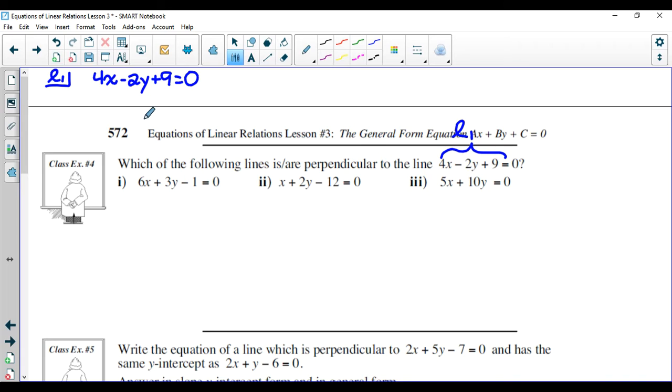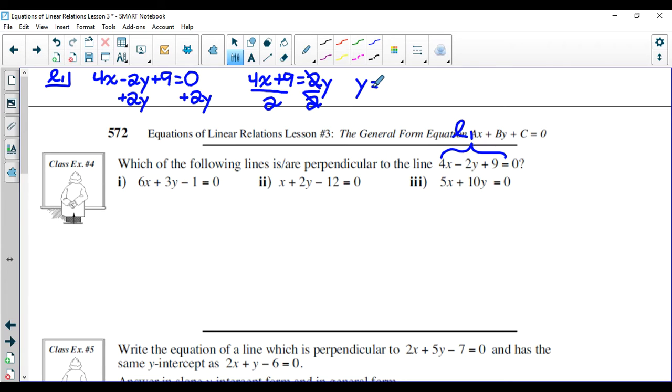First thing you should notice is that the y term is a negative term. It's best to isolate for variables if it's positive. So I'm going to take this 2y and add it to both sides of the equation. So add 2y, add 2y. This would then give me 4x plus 9 equal to 2 times y. We want to get y by itself, so we're going to divide both sides of the equation by 2. The 2's cancel off.